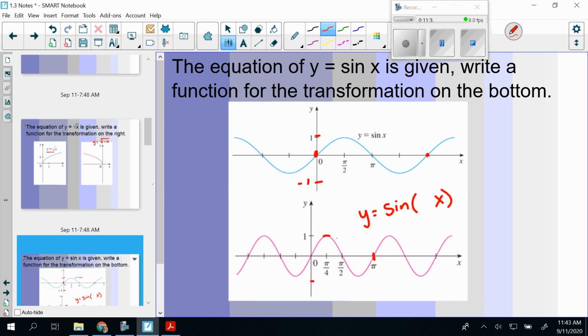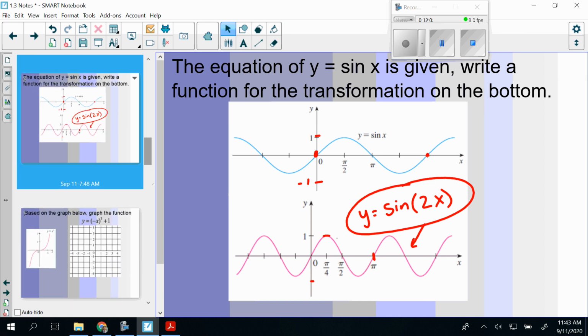So we've got to figure out what we should multiply by. Well, how much did it get compressed by? It takes half the time now to do this. So if it was a vertical one, we'd put half, but remember it's inside, that's opposite. So instead of dividing by 2, we would times this by 2. So this should be y equals sine 2x for the equation. That would be the graph right here.